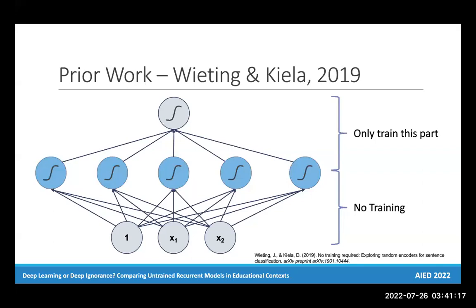And especially if we're thinking of a recurrent model, this is also creating temporal features over time. So if we don't train that and just initialize all of those weights to random values, and then only train the top part, basically applying a logistic regression to a random feature generator, you get almost the same performance on a number of tasks.